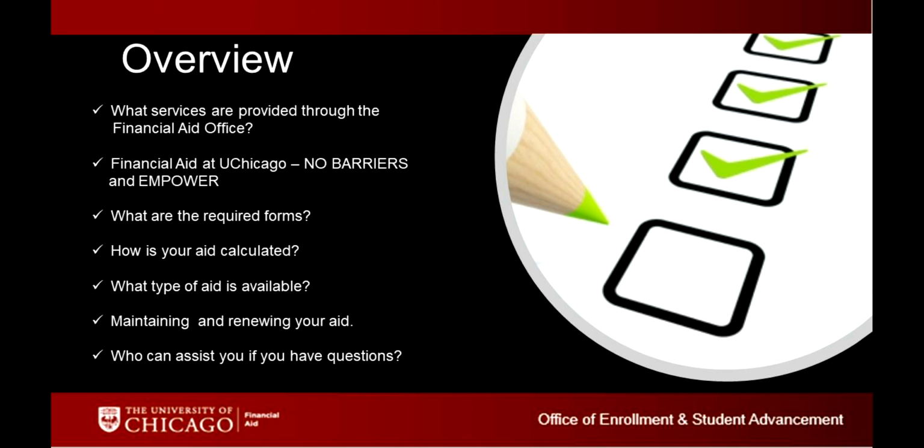Our program overview will include the services that are provided through our financial aid office, financial aid at the University of Chicago, specifically our No Barriers and Empower program, what forms are required, how we calculate your financial aid, type of aid that's available, maintaining and renewing your aid, and of course, who can assist you if you have questions.